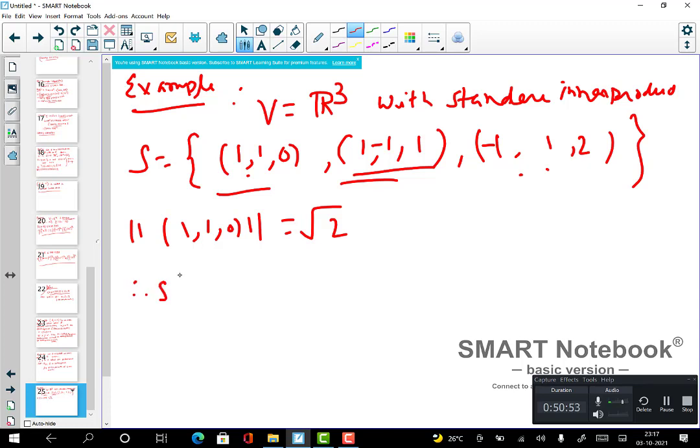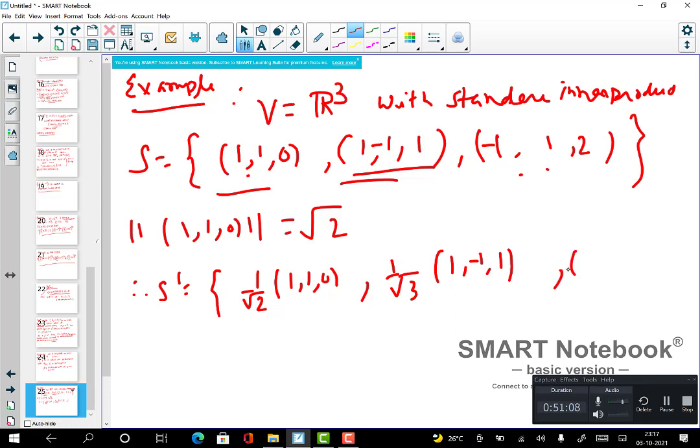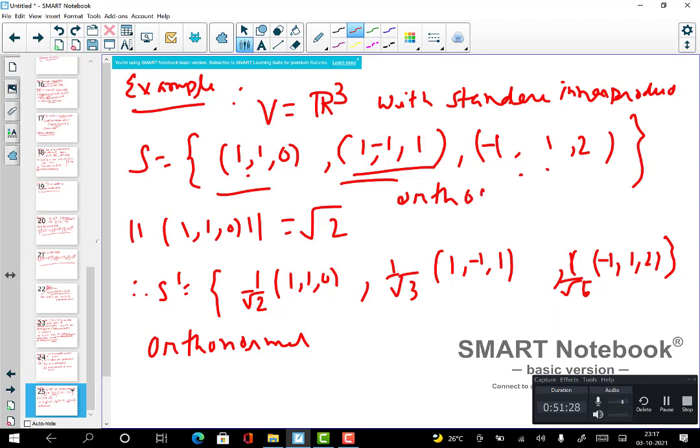So if you define a new set, say S dash, as 1 by root 2 times (1, 1, 0), similarly 1 by root 3 times (1, -1, 1), and 1 by root 6 times (-1, 1, 2), then this will become orthonormal, right? So this is an orthonormal set, and the earlier one is only an orthogonal set, not orthonormal, right?